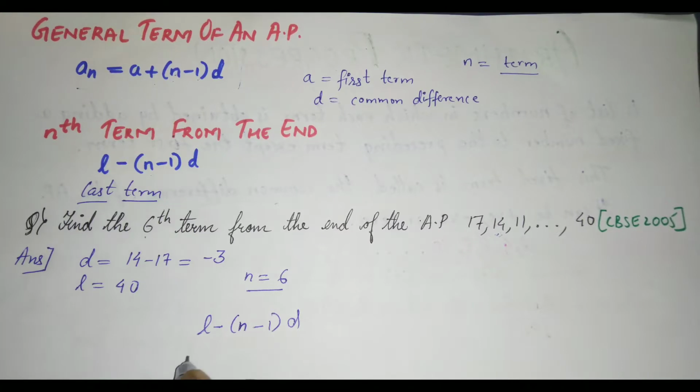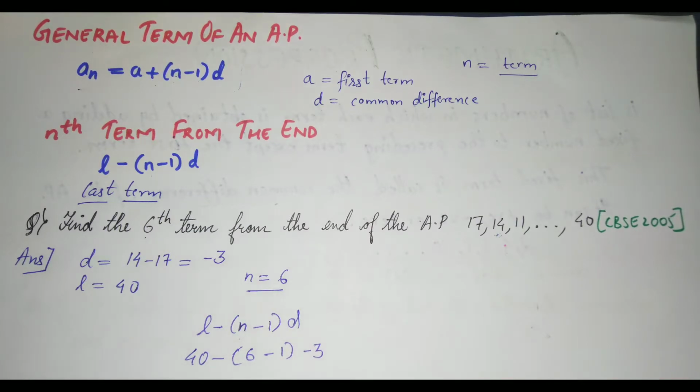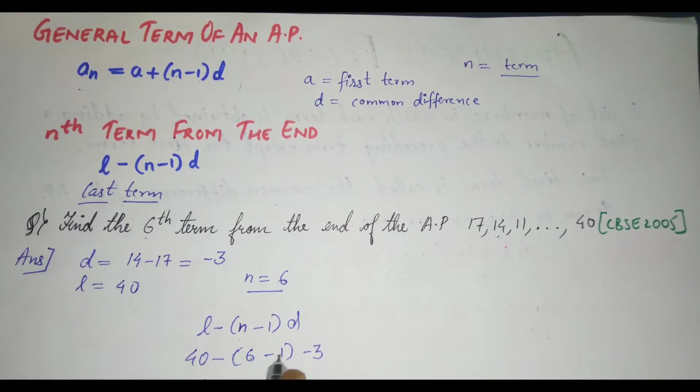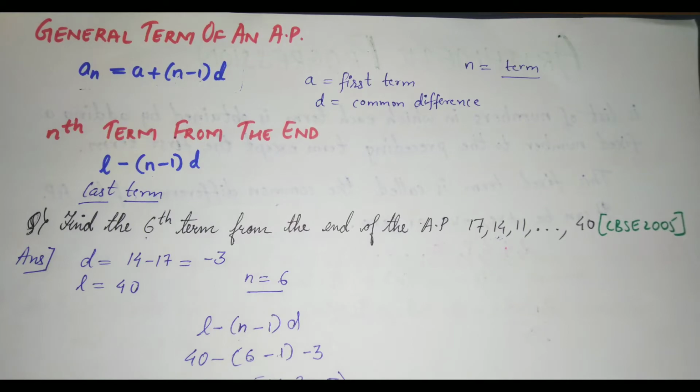So what is L here? L is nothing but 40, minus n is nothing but the term which is asked, that is the sixth term, minus 1 into d. d is nothing but minus 3. Fine. So this you have to do. So this becomes 40, 6 minus 1 is 5, so this becomes minus 5, here minus is there, then into minus 3. Fine. So when you multiply and subtract, you will get it as how much?